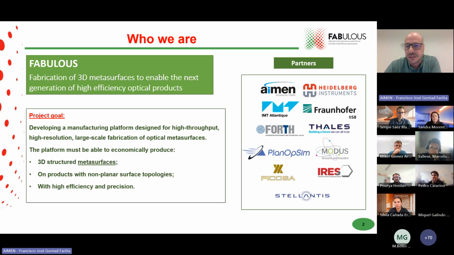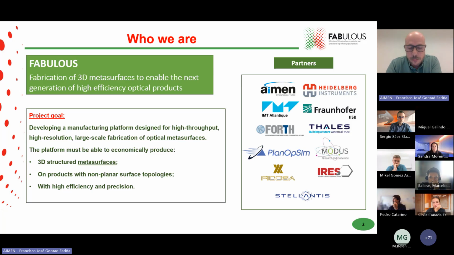The partners that are involved in this project are IMEC, which is my institution, Heidelberg Instruments, which is one of our technical developers, as well as IMT Atlantique, and the Institute for Research and Technology from Hellas, from Greece, and Fraunhofer IISB, who collaborates with us in the co-optimization of the manufacturing processes. Thales, Ficosa, and Stellantis are the three end users that are collaborating in the Fabulous project, developing these use cases.